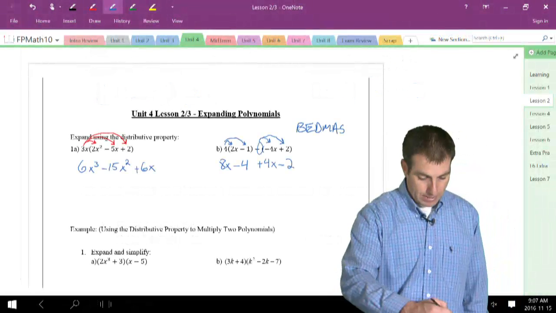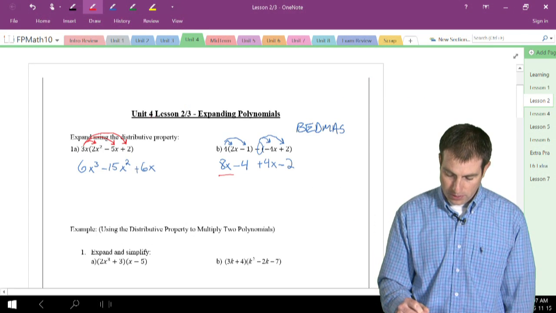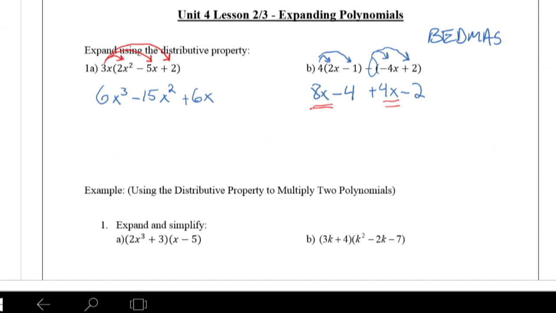All right. At this point, I need to ask, are there any like terms? So I have 8x and I have a 4x. I can combine those together because those are both x's. And then I have a -4 and a -2, which I can combine together. So 8 and 4 gives me 12x, and -4 and -2 gives me -6.